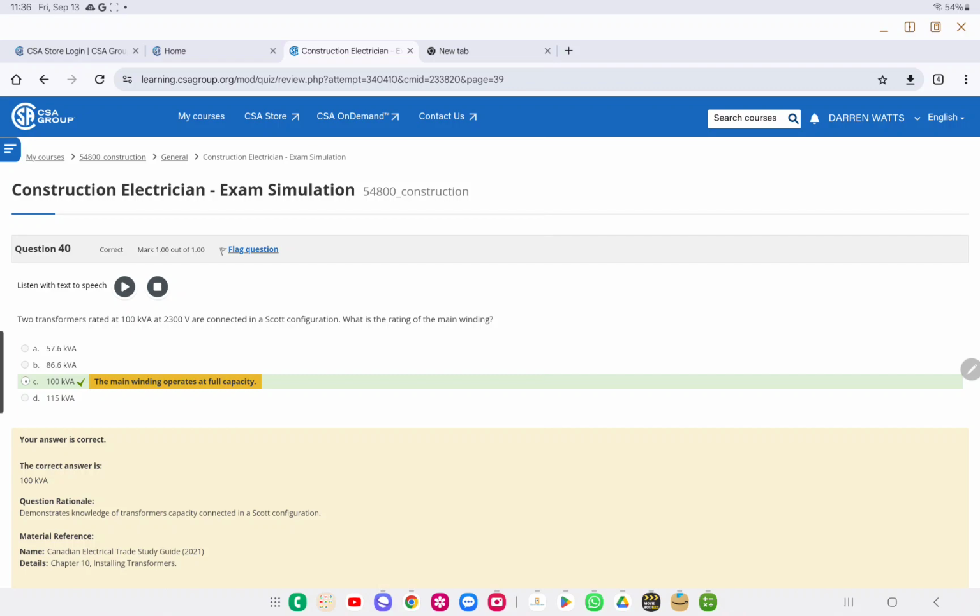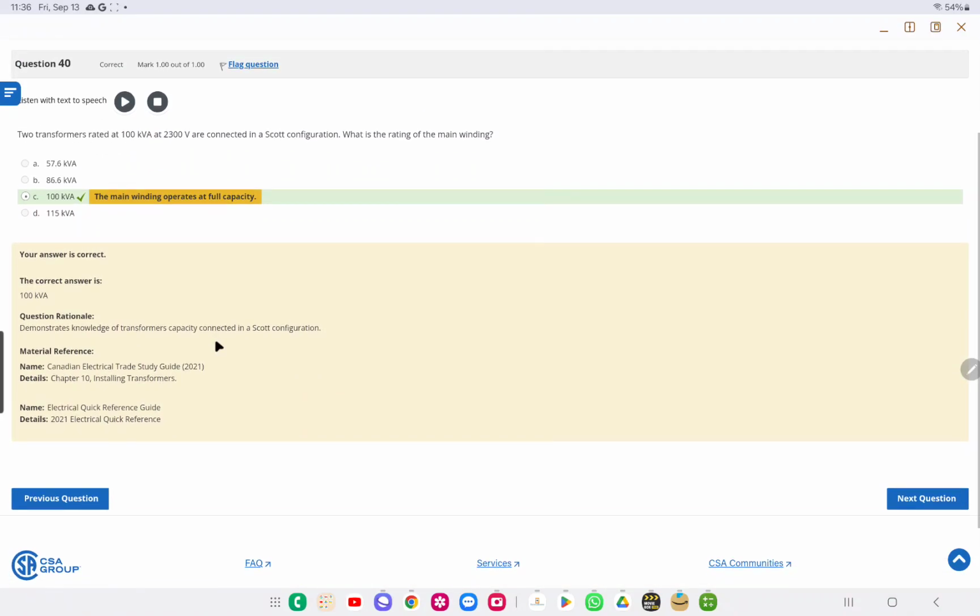So now after that side quest there, we go back to the question. Two transformers rated at 100 kVA at 2300 volts are connected in a Scott configuration. What is the rating of the main winding? So we got two transformers at 100 kVA. We know Scott configuration means it's equal to one of the outputs of the transformers, which is 100 kVA. Next question.